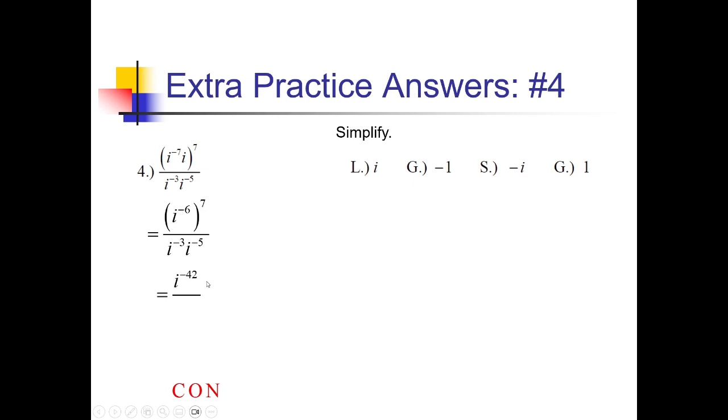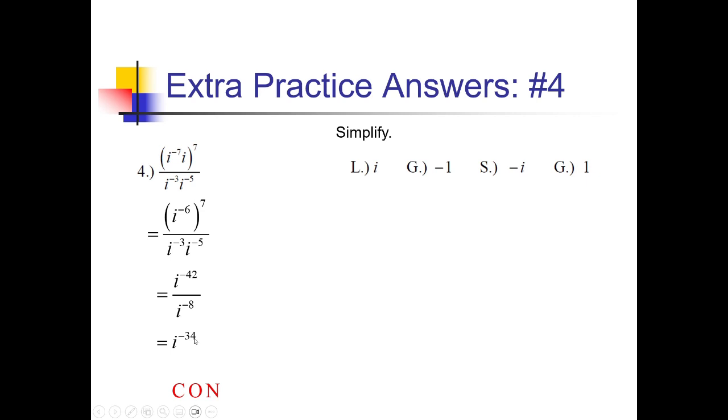I think it's time we started simplifying the denominator as well. So we're going to be adding these exponents down here. -3 and -5 gives us an i to the -8. And now if I'm dividing, I'm really subtracting. So this is i to the -42 minus -8. So that's really -42 plus 8, which is going to be -34. To deal with the -34, one trick you can use is just keep adding 4 or multiples of 4 until you get a positive exponent between 0 and 3.